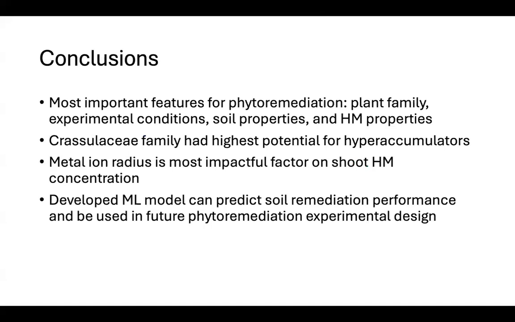The authors concluded by saying that the most important features for phytoremediation were plant family, experimental conditions, soil properties, and heavy metal properties. The plant family Crassulaceae had the highest potential for hyperaccumulators. The metal ion radius is the most impactful factor on shoot heavy metal concentration. And finally, that the developed machine learning model can predict soil remediation performance and be used in future phytoremediation experimental design.